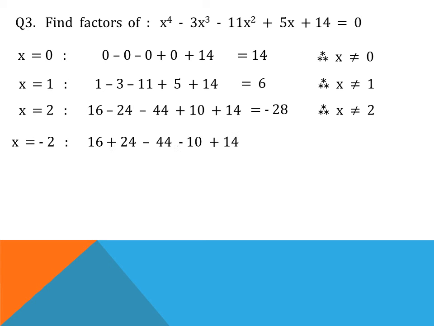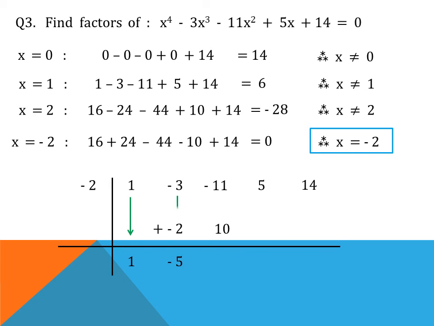If we try x is equal to minus 2 and put the value of minus 2 in the question, we see that it satisfies the equation. So x is equal to minus 2 is one of our divisors. Again, just like the previous question, we write down all the coefficients and further perform the division.